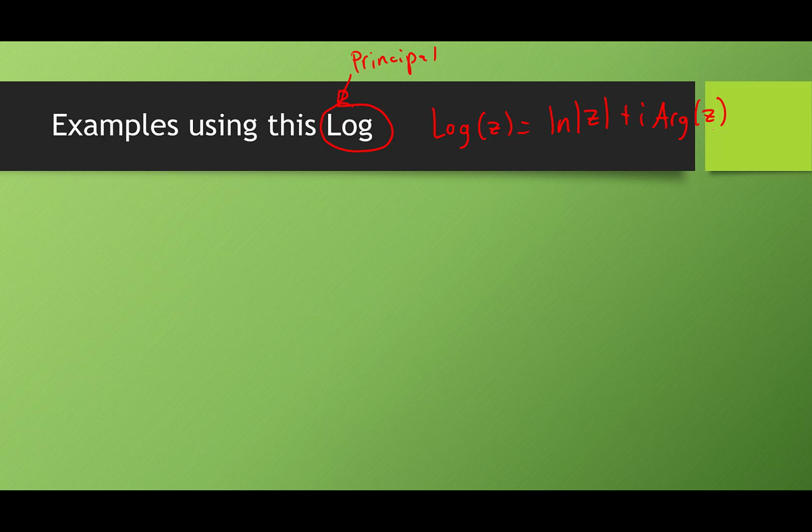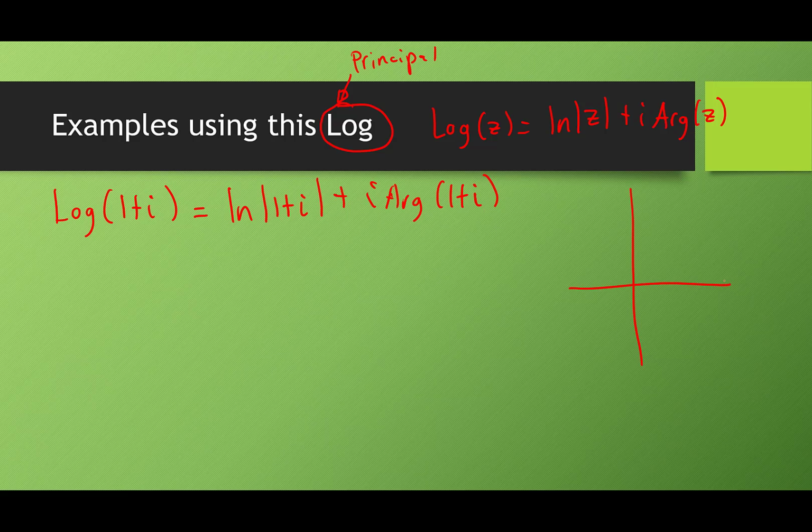Okay, so let's say we were computing Log of, let's say, 1 plus i. First of all, this is going to be equal to ln of the length, or the modulus, of 1 plus i, which we'll have to think about in a second, plus i times the argument of 1 plus i. So let's go ahead and draw 1 plus i. 1 plus i would be right here in the complex plane.